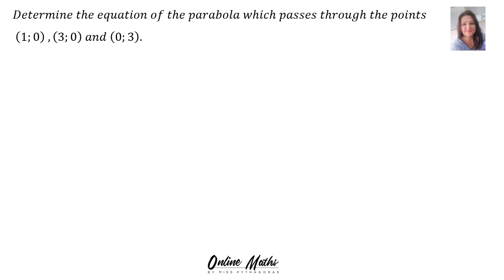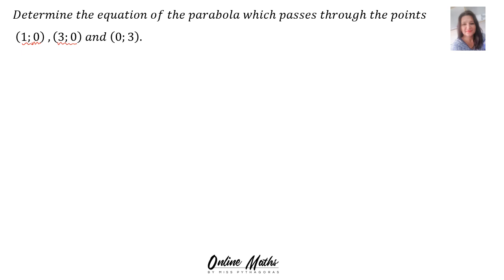The question reads, determine the equation of the parabola which passes through the points (1, 0), (3, 0) and (0, 3). So here the fact that there are two x-intercepts is hidden. The rule for an x-intercept is make y 0. This is how I knew that the point (1, 0) is an x-intercept and (3, 0) is the other intercept. X-intercept, make y 0.